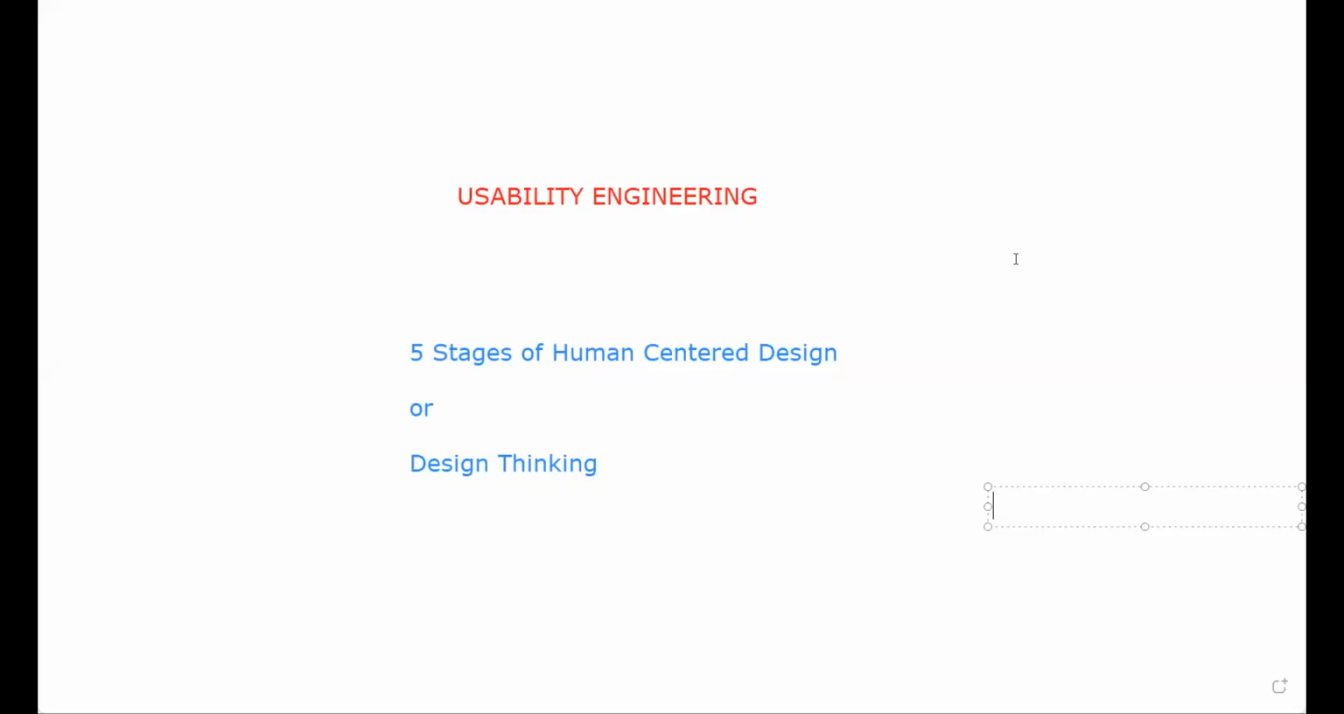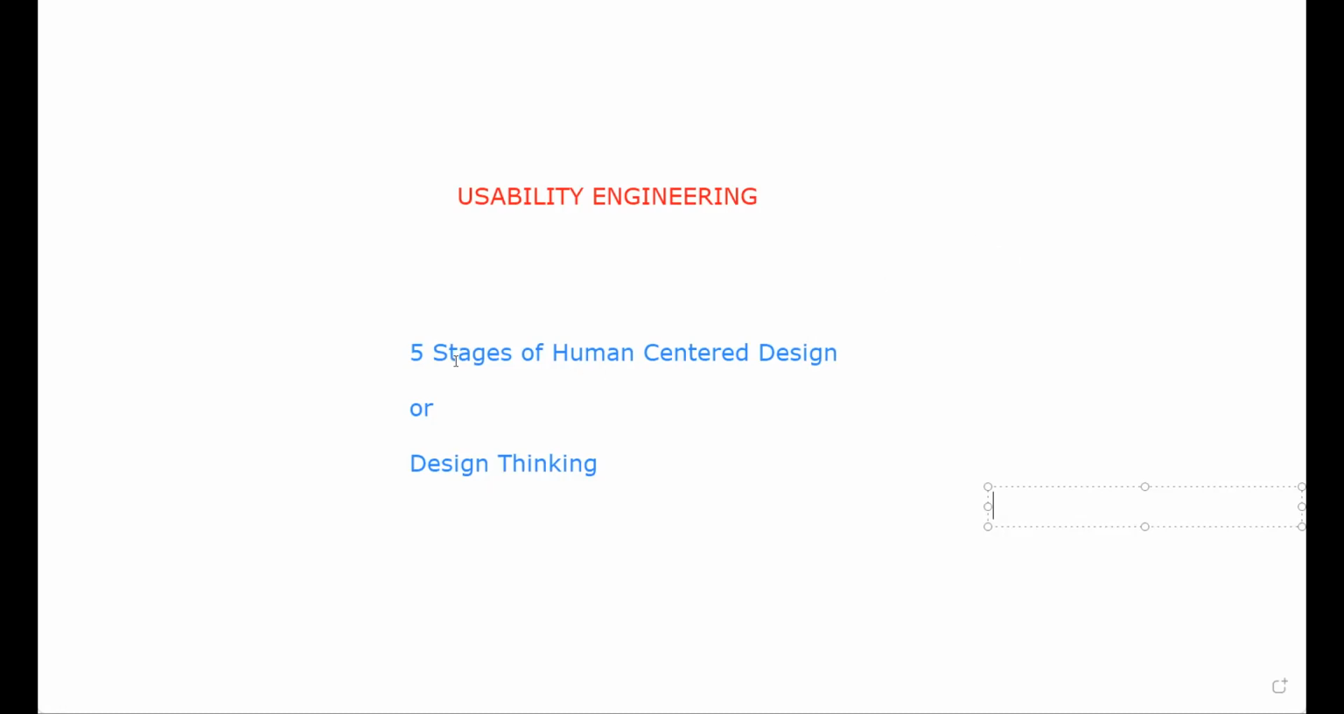Today we will be discussing the 5 stages of human-centered design. There are also 5 stages of design thinking. Both are usually the same under the subject of usability engineering. We all know that usability engineering is highly focused today for software engineers because you have to make your product more usable, more understandable by your clients or stakeholders.